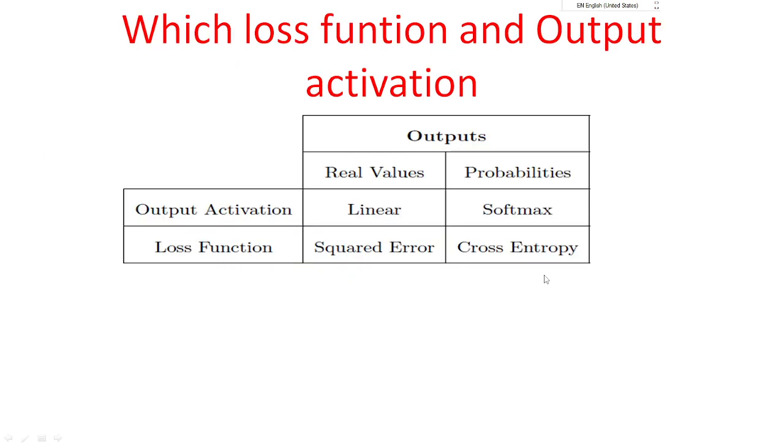Which loss function and output activation function should we use? If the outputs are real values, we go for the linear output activation, and if you want probabilities, we go for the softmax function. The loss function for real values is squared error, and for probabilities we go for cross entropy. Wherever you use softmax as the output activation, you use cross entropy as the loss function.